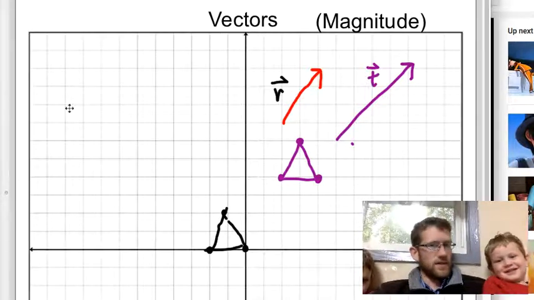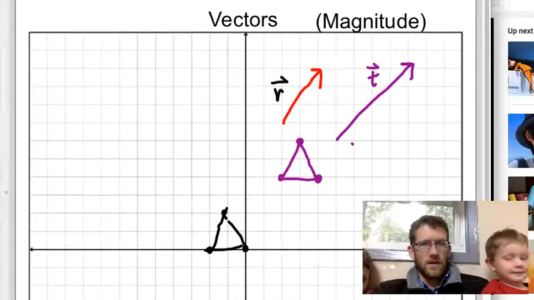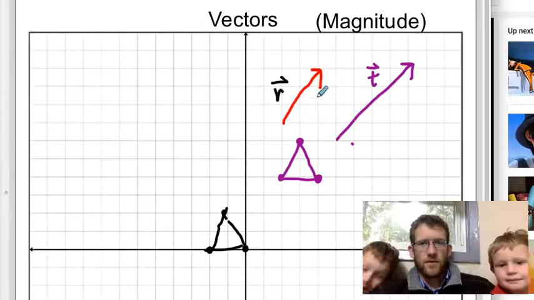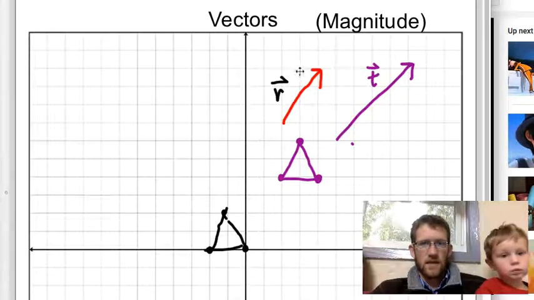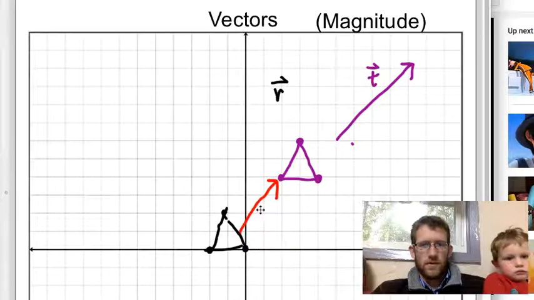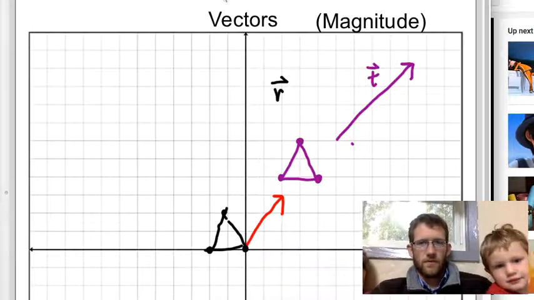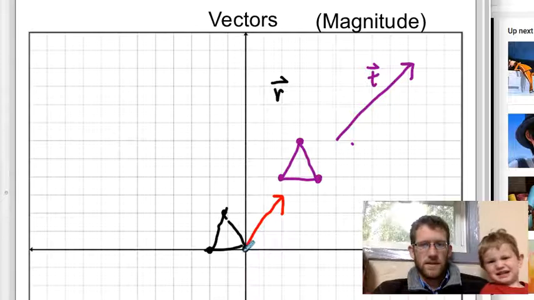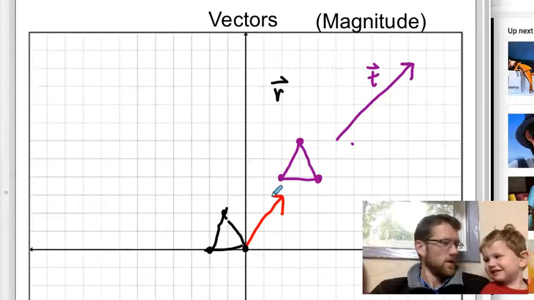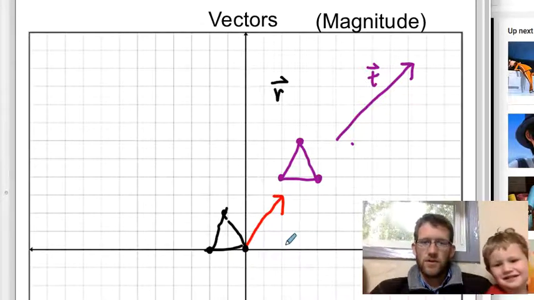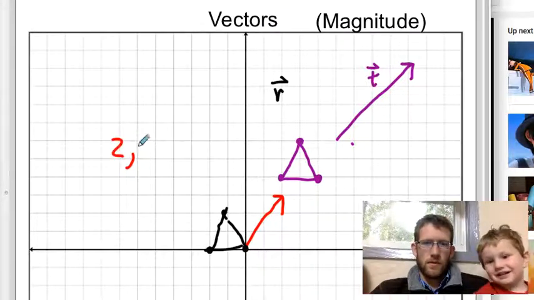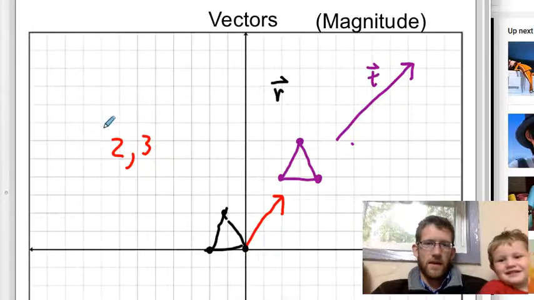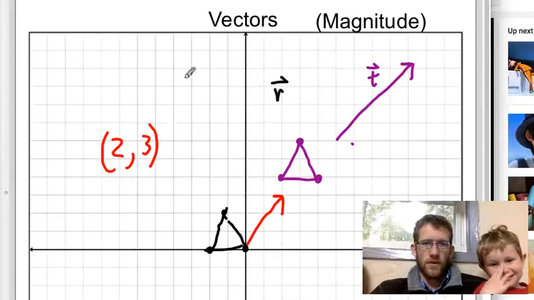We can get a little fancier too. Specifically, we can talk about how to label these things. The red one goes over 2 and up 3. For a second, just pretend that it was on the origin here. What point does this vector terminate at? Well, it terminates at the point 2, 3. So we would label that red one as 2, 3. And then if we just wrote 2, 3, it would look like the point 2, 3.